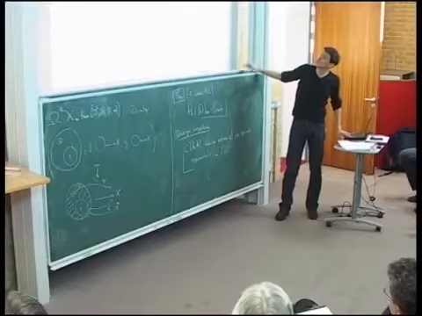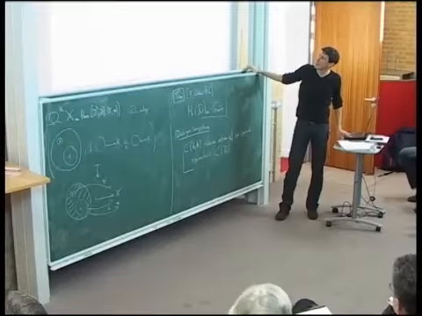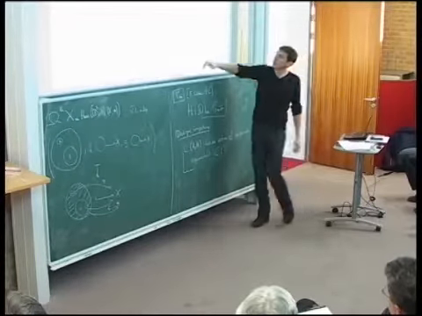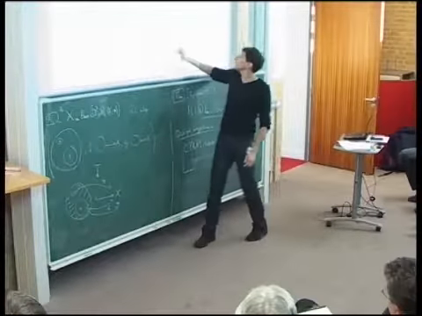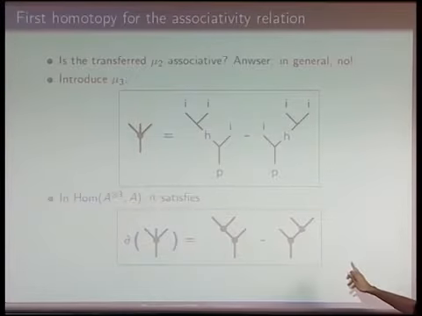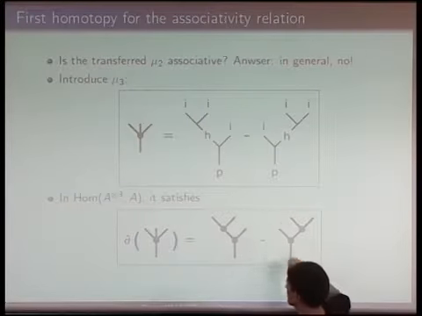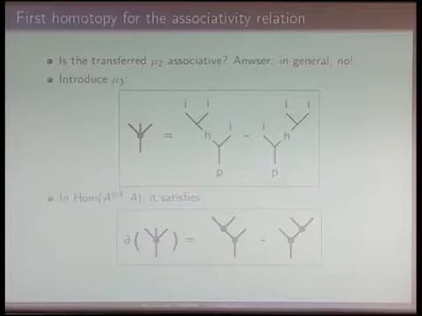So again, you introduce one new operation. Here it will have with H. And if you check, the boundary of this new guy gives you the associativity relation. So on the transferred structure, the associativity relation does not hold, it holds up to homotopy.